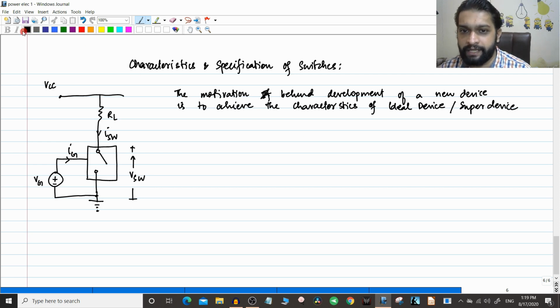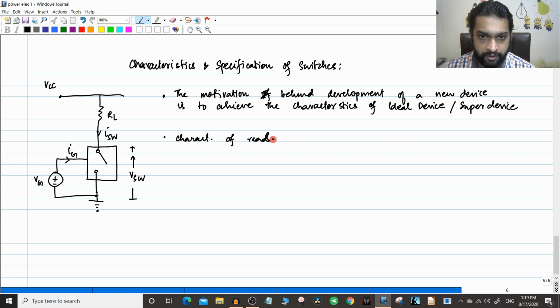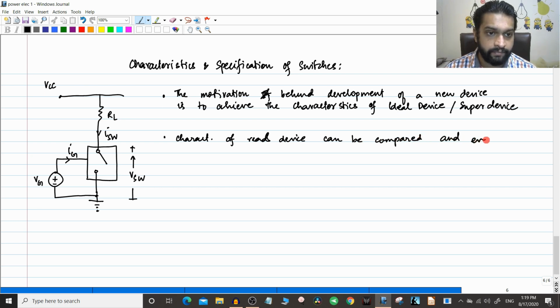Okay. So the basic idea of this concept or this motivation is that the characteristics of the real device can be compared and evaluated with reference to the ideal characteristics of the ideal or the super device.